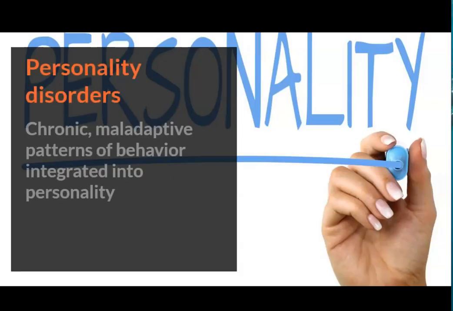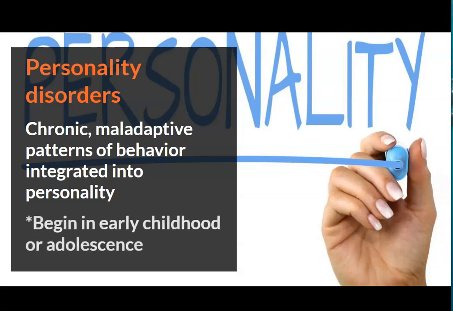Personality disorders are a chronic, maladaptive pattern of behavior that are thoroughly integrated into an individual's personality. Personality disorders are more common than people think, with about 15% in the United States exhibiting symptoms of personality disorder. Now, personality disorders often begin in early childhood or adolescence because it's a long-standing or chronic pattern of behavior. Because of their difficulty in getting along with others, individuals with personality disorders may have unstable work and social histories.